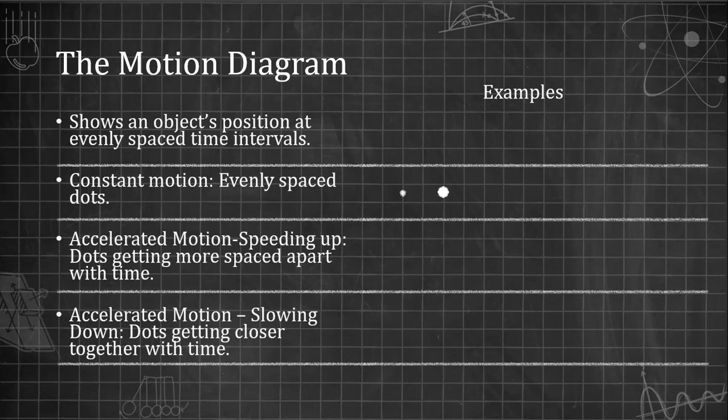slowing down. So if something's moving at a constant rate, what we're going to see is every single dot that we see is indicating where the object is located at an evenly spaced time interval. So each one of these dots is 2 units apart, and each dot is indicating maybe a second in time.